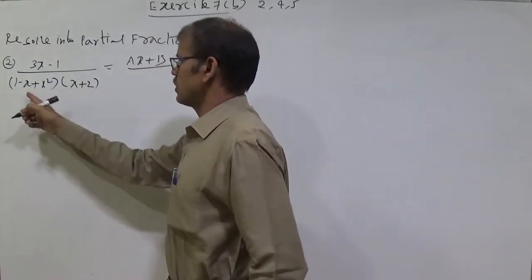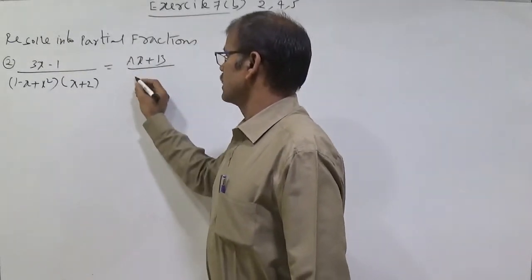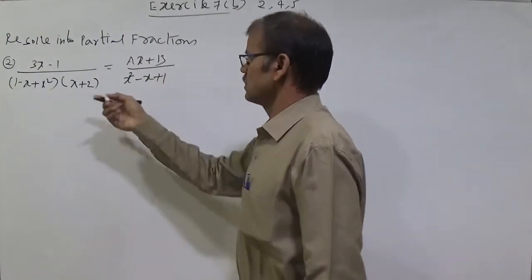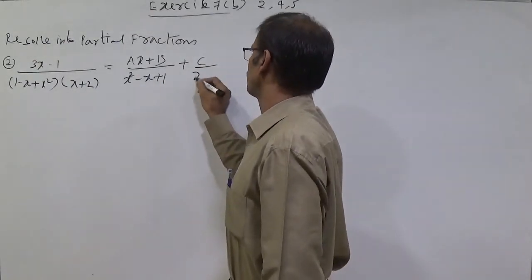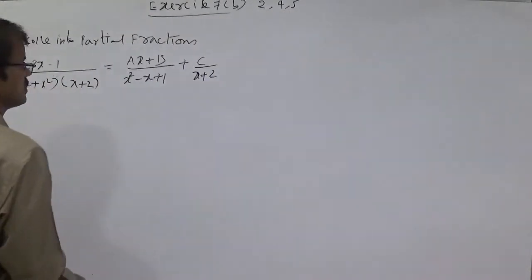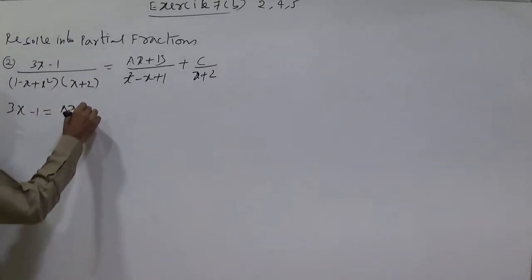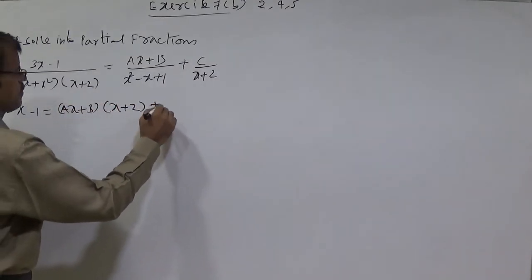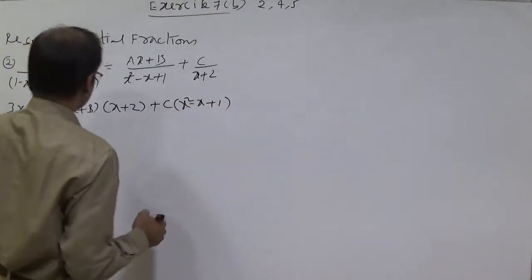Ax plus b by f for an irreducible polynomial. We should write ax plus b by x square minus x plus 1, otherwise 1 minus x plus x square, no problem. This is a simple linear factor, so for it we should write c by x plus 2. Later this can be written as 3x minus 1 is equal to ax plus b into x plus 2, and you can write here c into x square minus x plus 1.